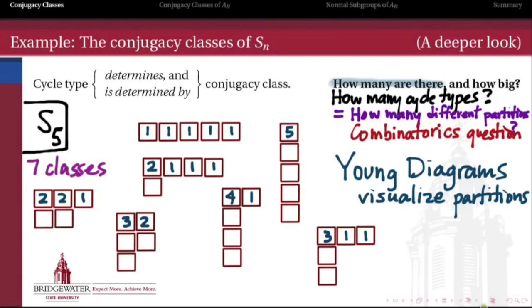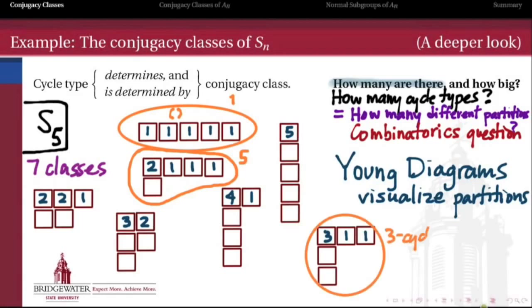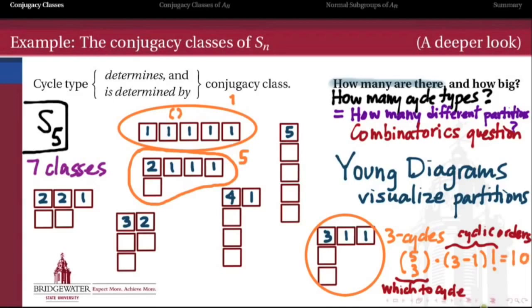And then each one of these different Young diagrams determines a conjugacy class in S5, which we can use combinatorics then to count how many elements are in each one. For instance, this diagram down here at the lower right, which is made up of the 3 cycles, we can count by counting the number of possible choices of 3 elements out of the 5 to cycle. There's 5 choose 3 of those choices. And then multiply that by the number of cyclic orderings of 3 symbols, which is (3 minus 1) factorial. So there are 20 3 cycles inside of S5.